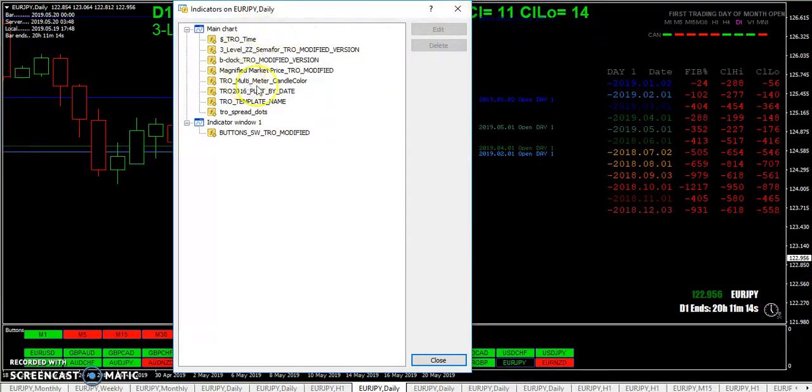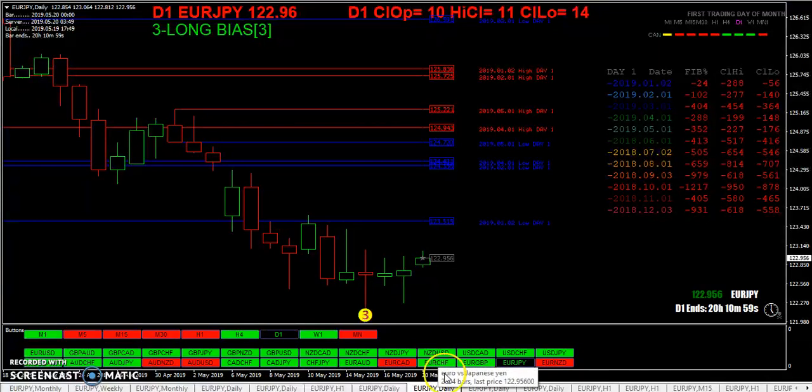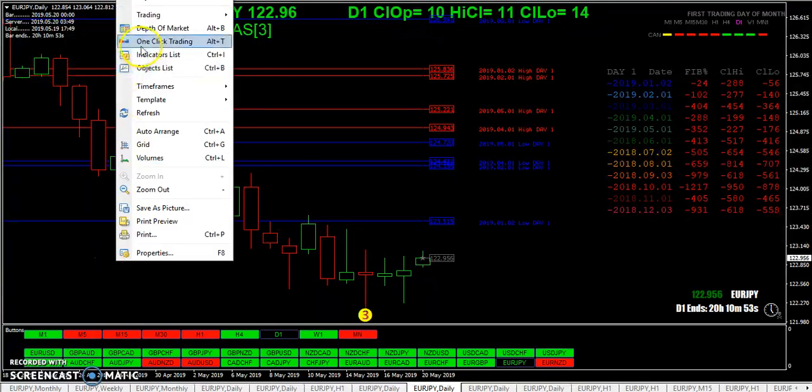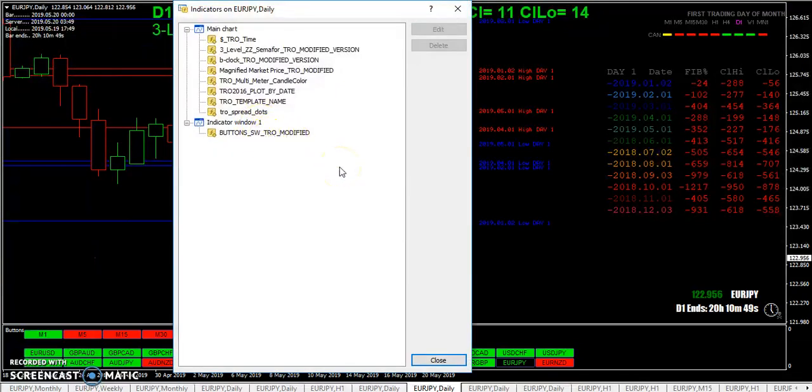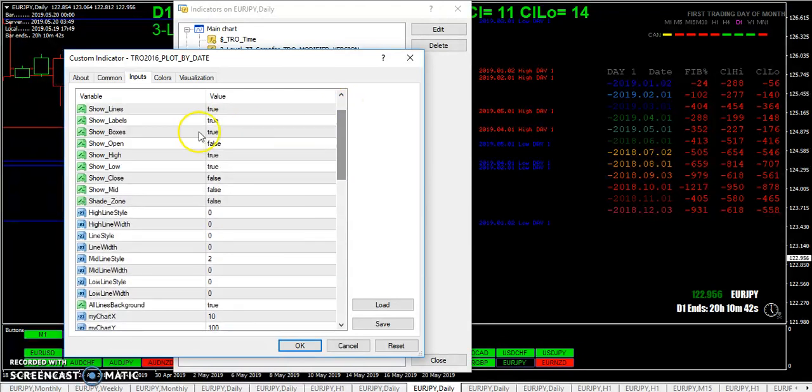You'll see a lot of the same indicators, usually just look at the corners, right here, here, and here. Here's the first trading day of the month ranges, pretty much the same indicators as before. We just have different levels specified in the plot by date indicator, where you can see open, high, low, close, midpoint.